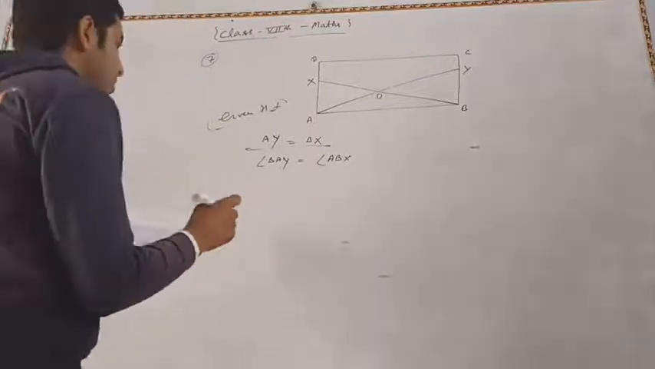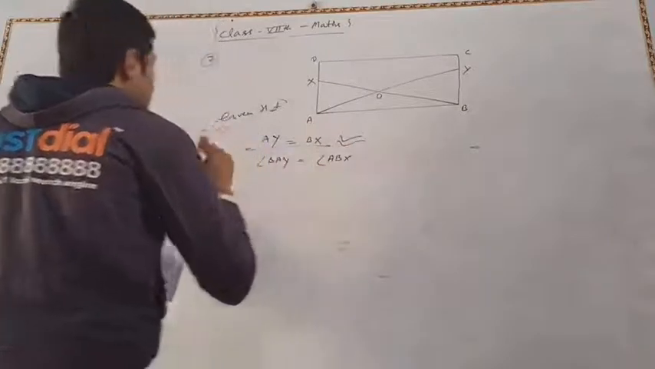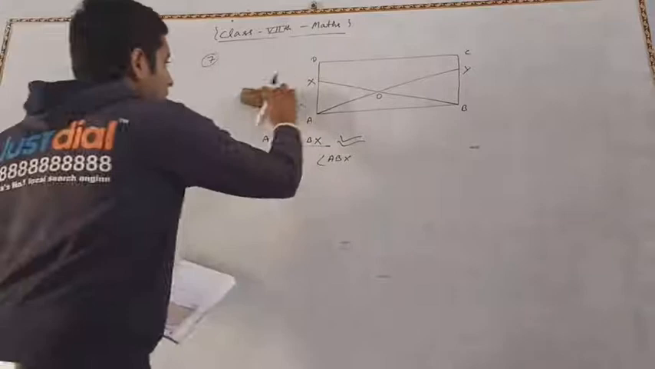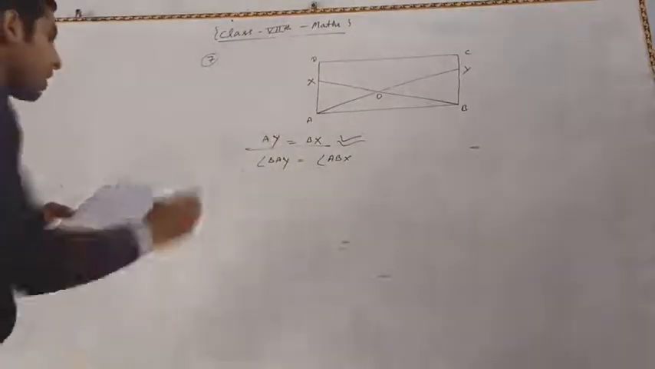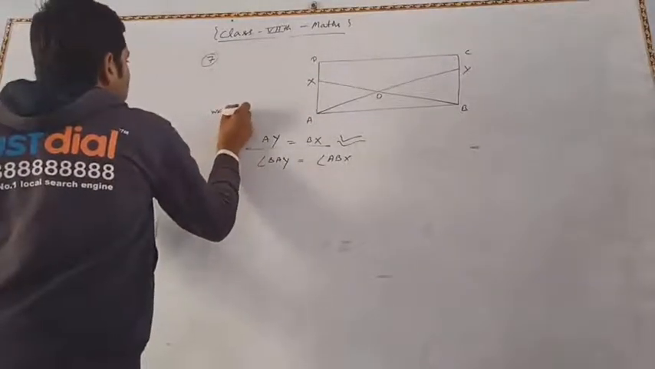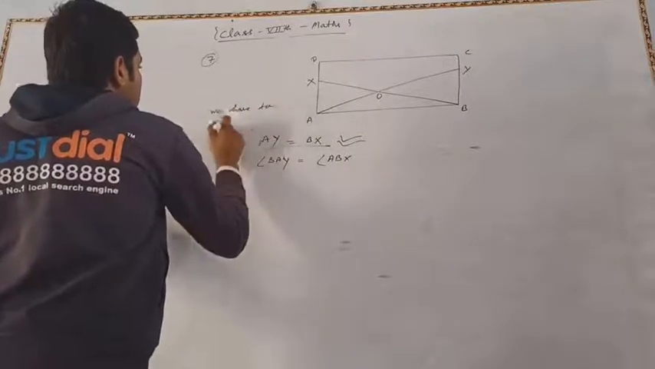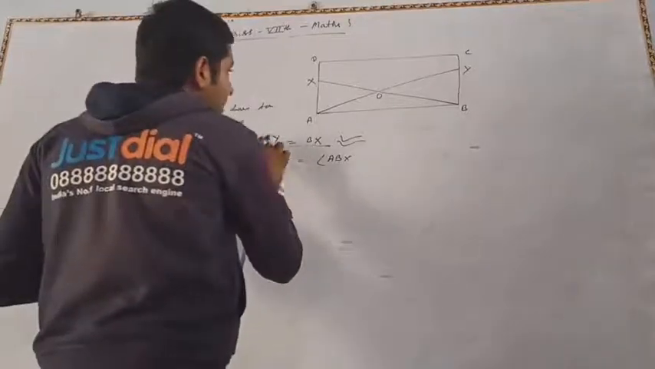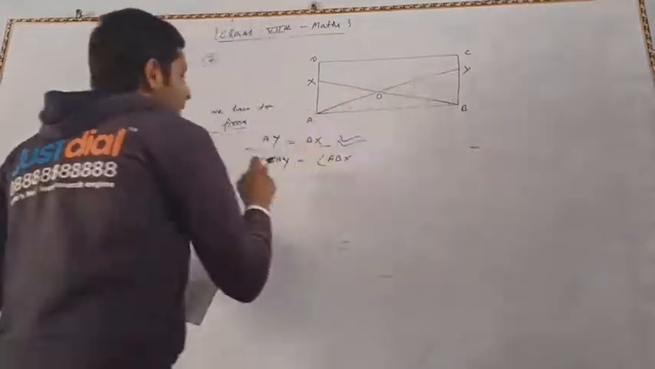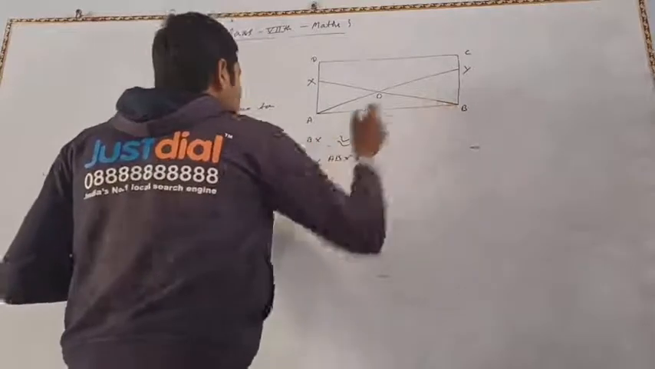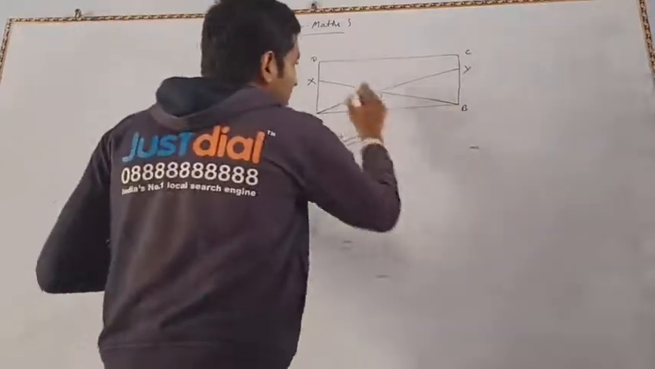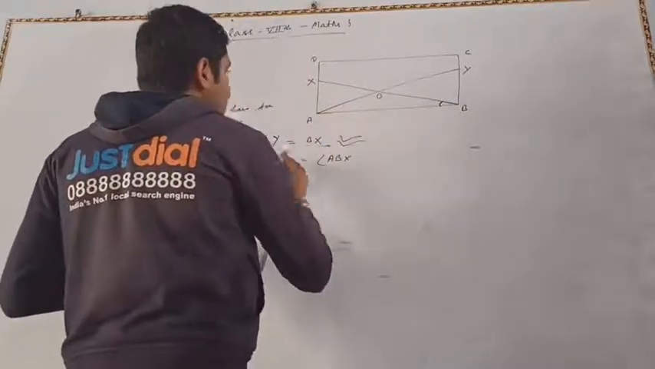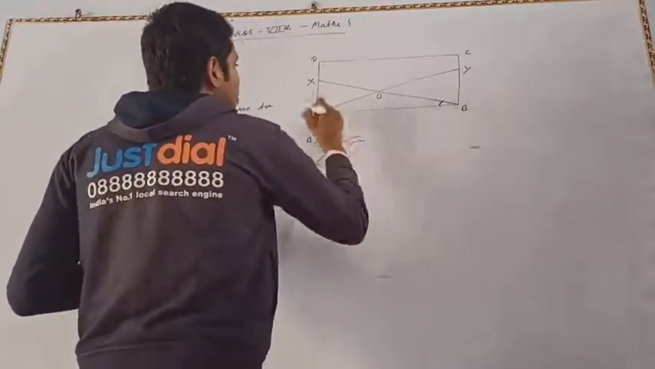So we have to prove that AY is equal to BX and angle BAY is equal to angle ABX. So we have to prove angle ABX is equal to angle BAY, this angle is equal to this angle.